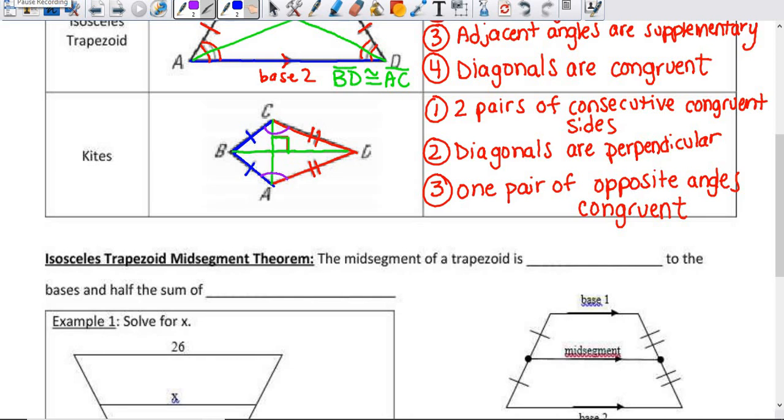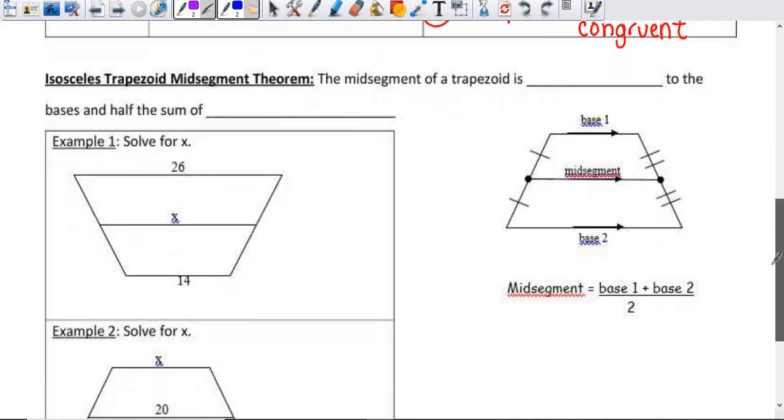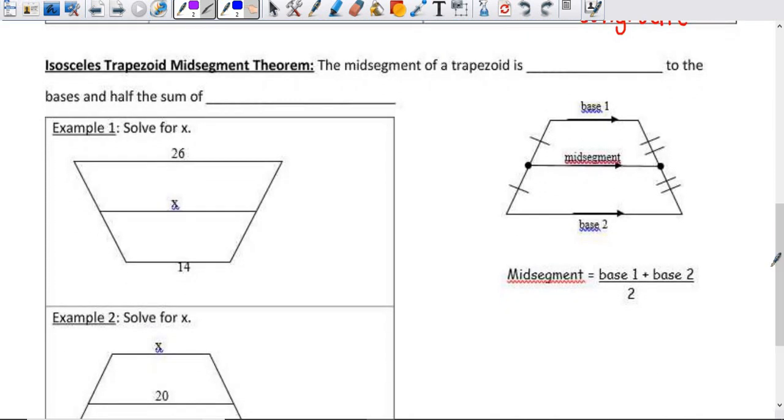All right, so now the last thing that I'm going to go over is this isosceles trapezoid mid-segment theorem. So this means the mid-segment of a trapezoid is parallel to the bases and half the sum of both bases. Okay, so a mid-segment is a line that joins two midpoints. And I know these dots right here are midpoints because it split my legs in half, split my leg in half. Okay, and so we see our parallel lines markings here.